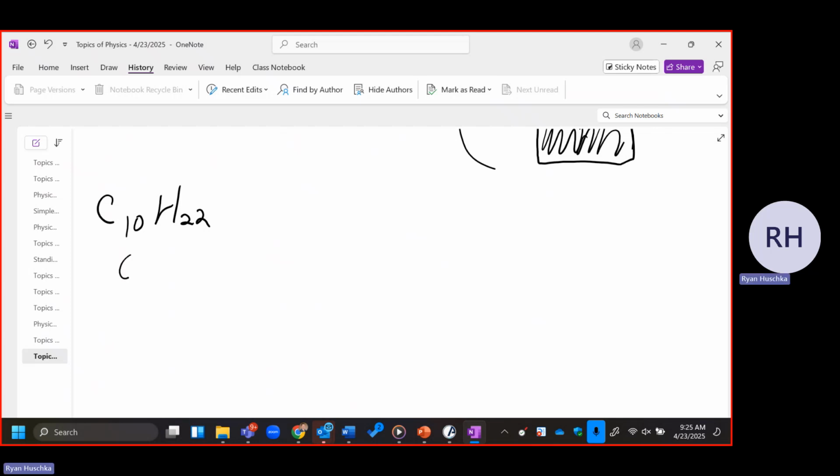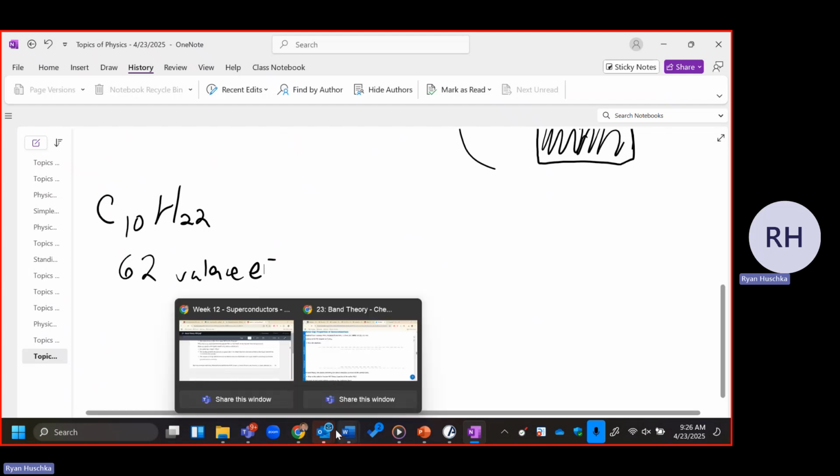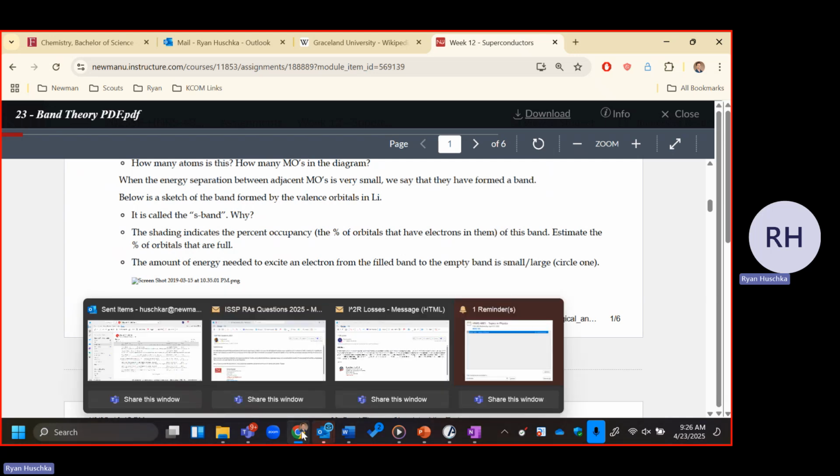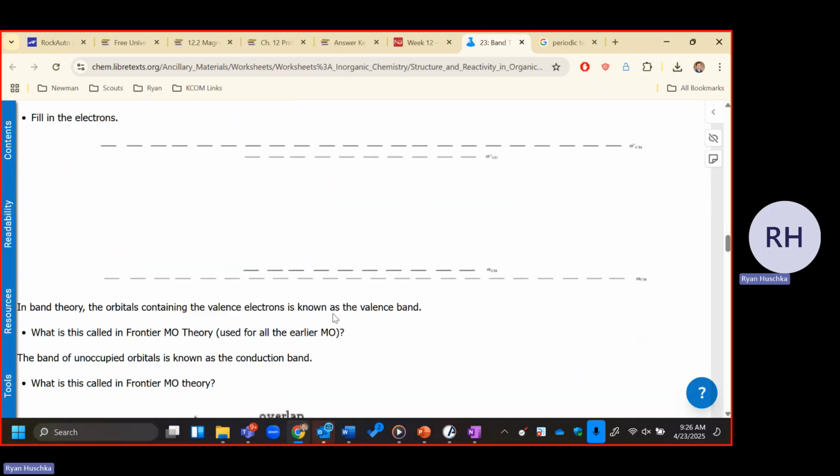I would agree with that. Okay, 62 valence electrons. 4 for each carbon, that gets you to 40 plus 22, that gets you to 62. So 62 valence electrons. And if you go back to where we were here, you're doing the ridiculous task of filling in 62 electrons.